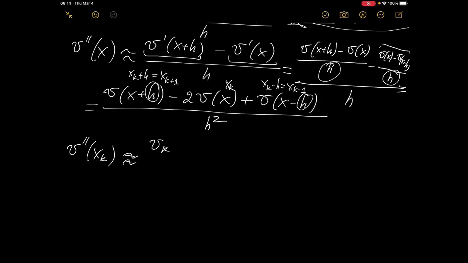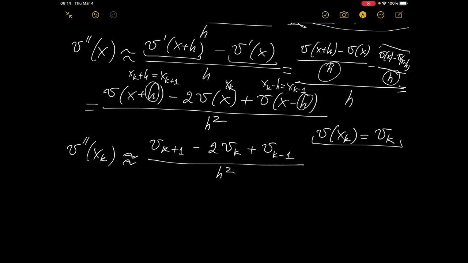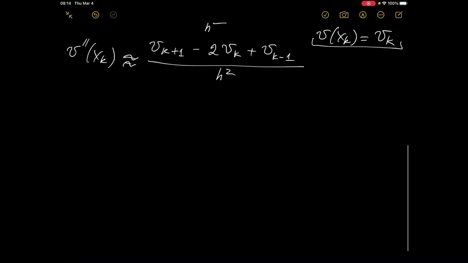Yeah, okay, I will introduce, just for simplicity, the following notation. The function v at the point xk, I will call it vk. Then we have vk plus 1 minus 2 vk plus vk minus 1, divided by h squared. Okay, perfect.